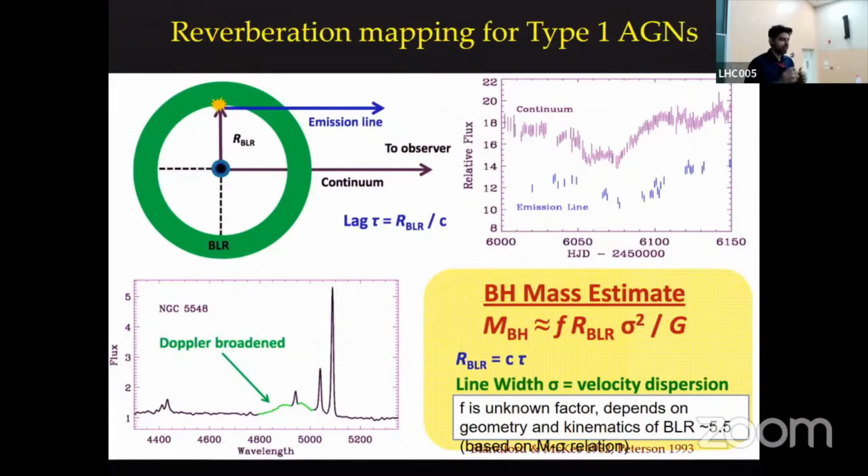Currently we use an average value of the f factor. This average is 5.5, based on the M-sigma relation of normal galaxies and AGN. We just match them and arrived at 5.5, because modeling the kinematics and geometry needs a huge amount of work, which you cannot do now in most cases.